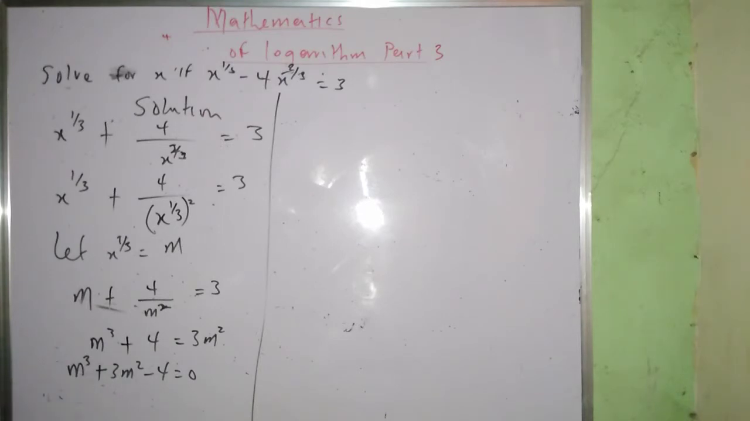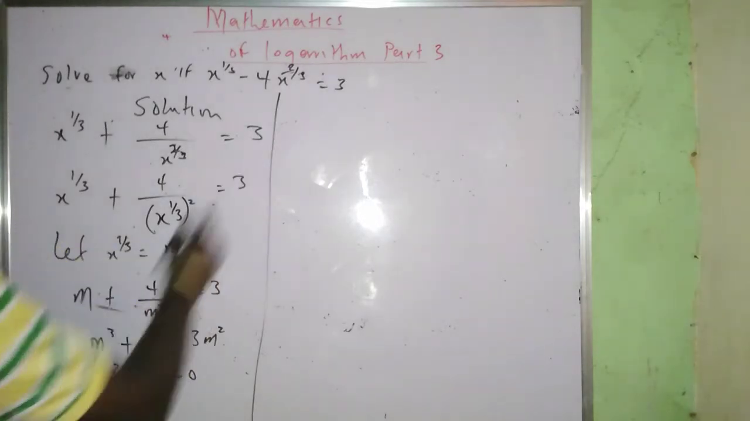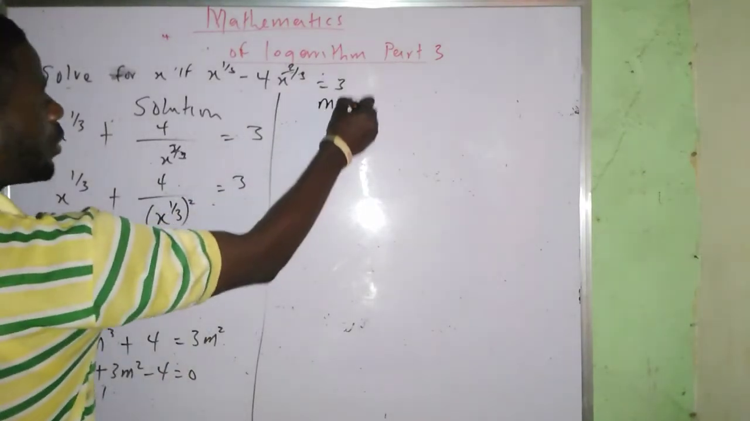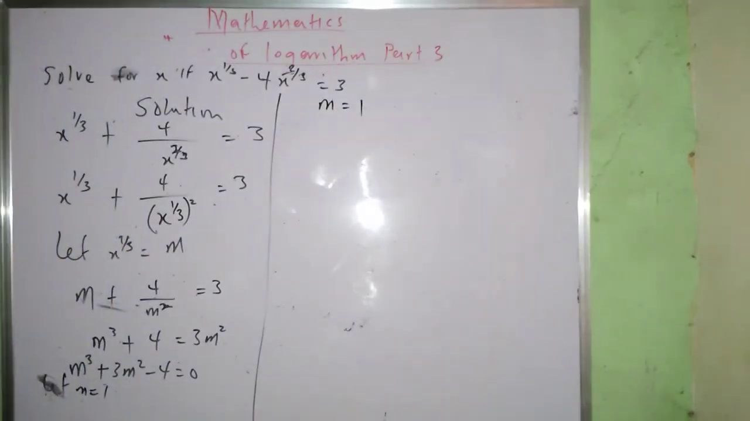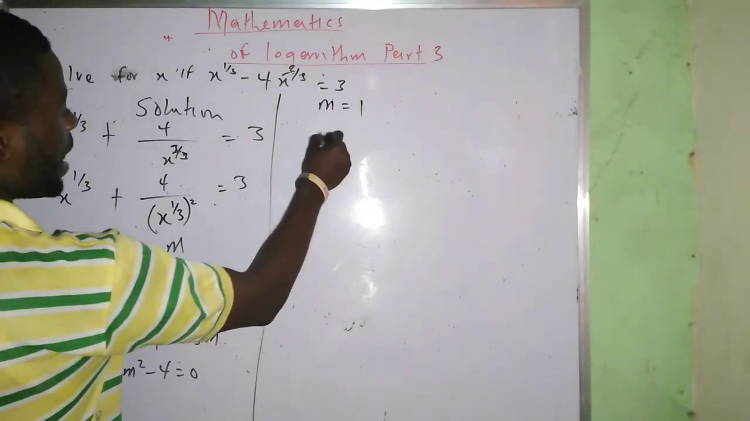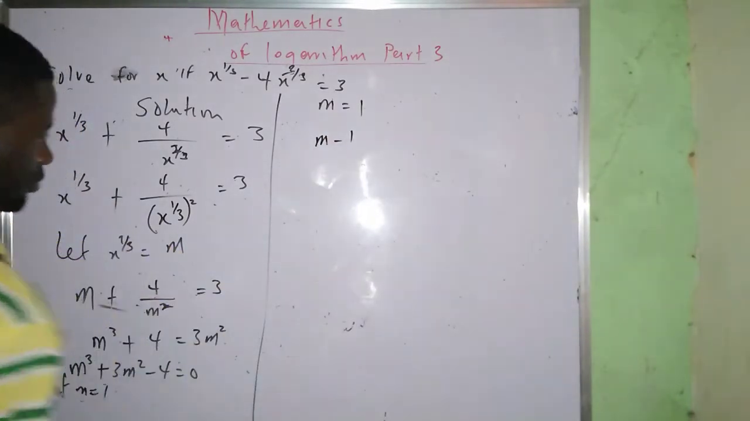Now, if my m is equal to 1, let m equal 1. Since my m is equal to 1, I will have 1, 1, and 4, which is going to be 0. It means m equals 1 is one of the roots. Since I want to use the synthetic method to generate the equation, I can say that my m minus 1.